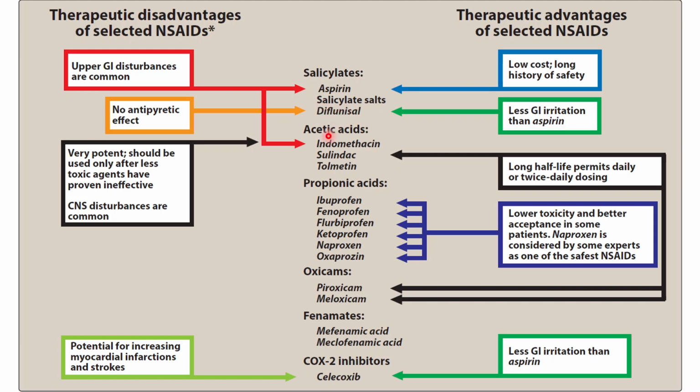And then diflunisal is without an antipyretic effect, but has less GI irritation. The next group is the acetic acid derivatives. Here we have a chemical classification. These include indomethacin, sulindac, and tolmetin. These drugs are longer acting, and that is why they can be taken only once or twice daily.